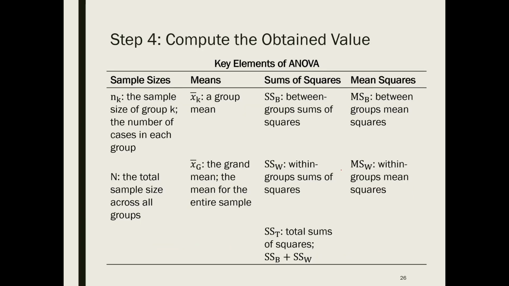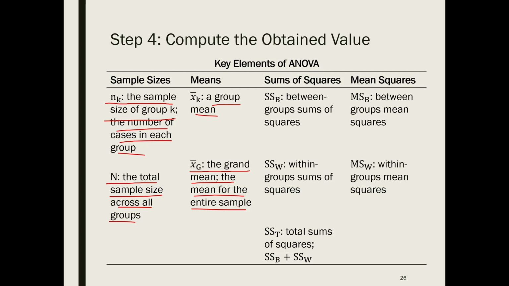So let's compute the obtained value. In ANOVA, the obtained value is slightly complicated, but later I will simplify that for you. Before we do the calculation, we need to know the symbols and what they represent. Nk means the sample size of group k, the number of cases in each group. The big N means the total sample size. Xk bar means a group mean. However many groups you have, you have that many group means. Xg bar is the grand mean, the mean for the whole sample.